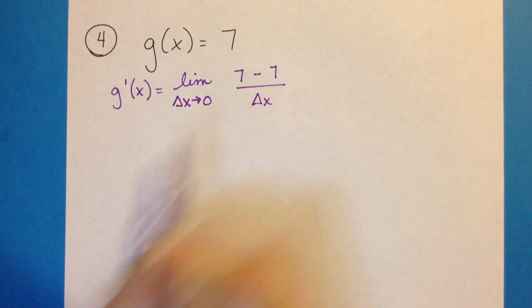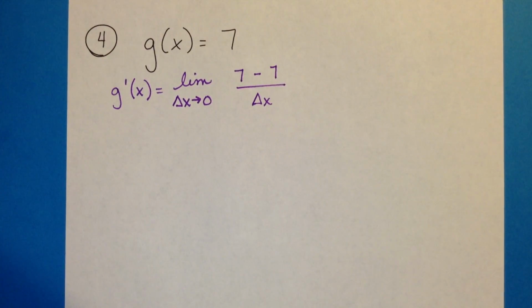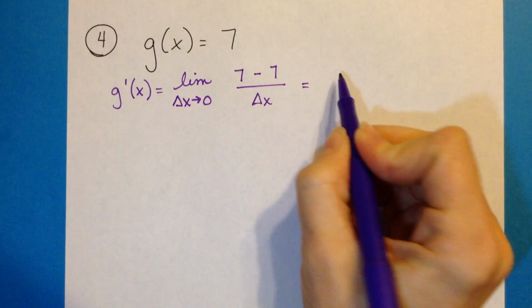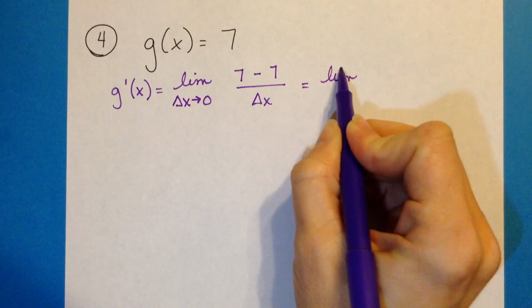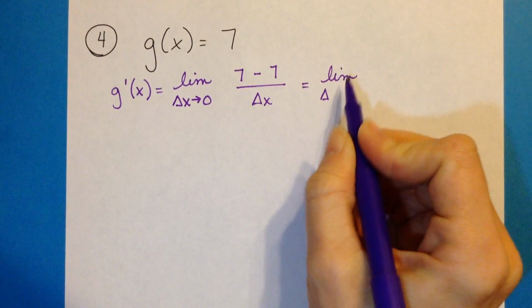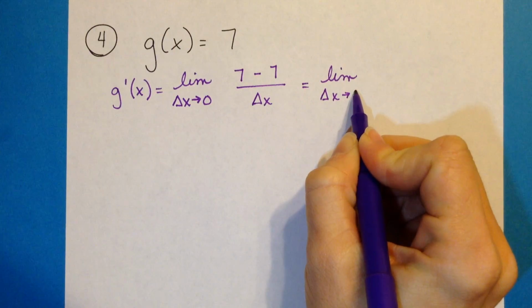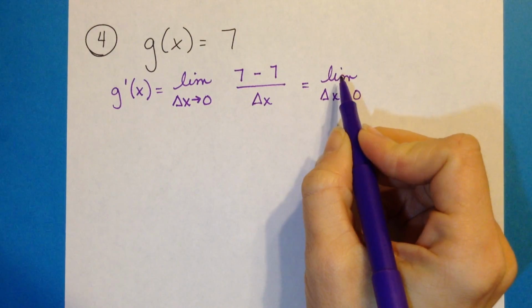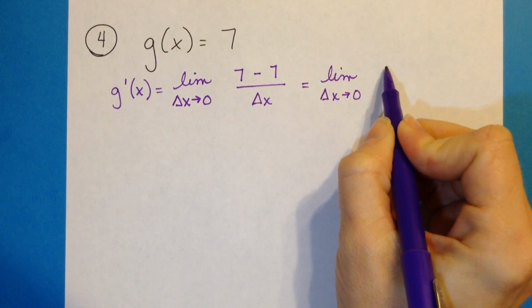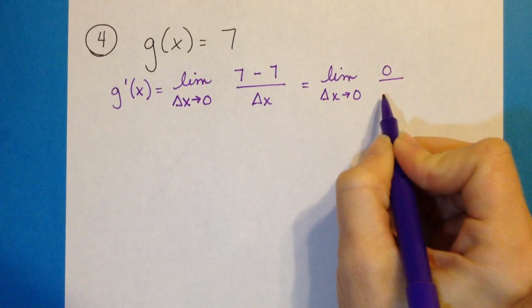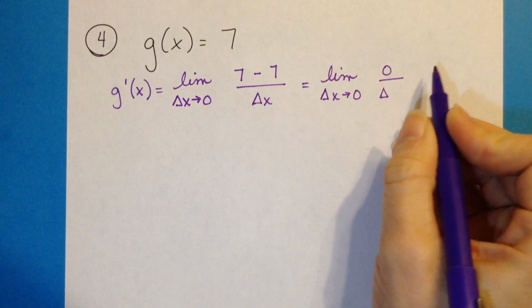all over delta x. So this one is a lot easier than the other ones, but it gets confusing for you because there is no x there to substitute into. So now what we have is the limit as delta x approaches 0 of 0 divided by delta x.